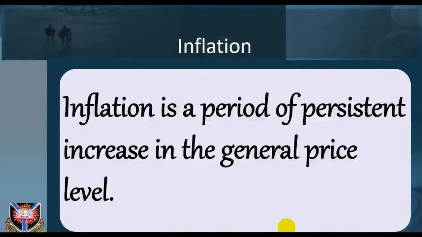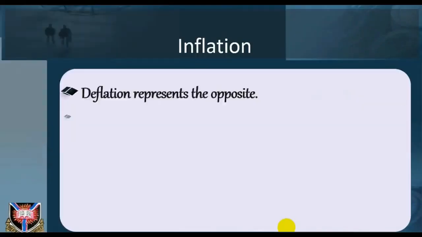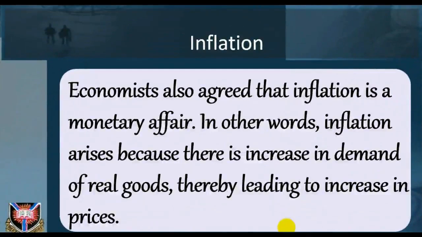In other words, inflation arises because there is an increase in demand of real goods, thereby leading to increase in prices. The effect of inflation on the economy depends on whether it is anticipated or not. When inflation is anticipated, the necessary cushions are already built into the contract agreement so that people are protected. Another example is the case of indexed wages.